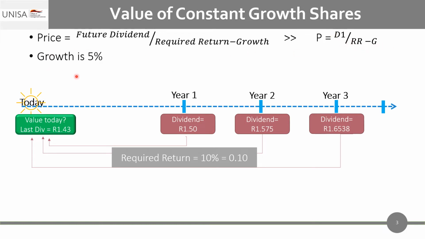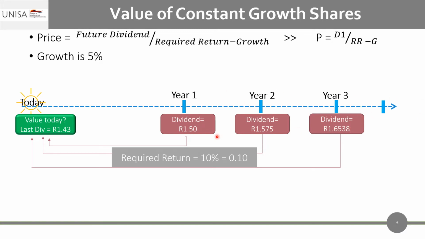So if we have an assumption to say we have our growth rate at 5%, the growth rate will always be given. So if we have our growth rate at 5%, the behavior of the dividends is shown in the number line. So if the last dividend was 142, we know that in year 1, growing by 5% it becomes 150. 150 growing by 5% becomes 1.575. 1.575 growing by 5% becomes 1.638. So it continues to grow by 5%.